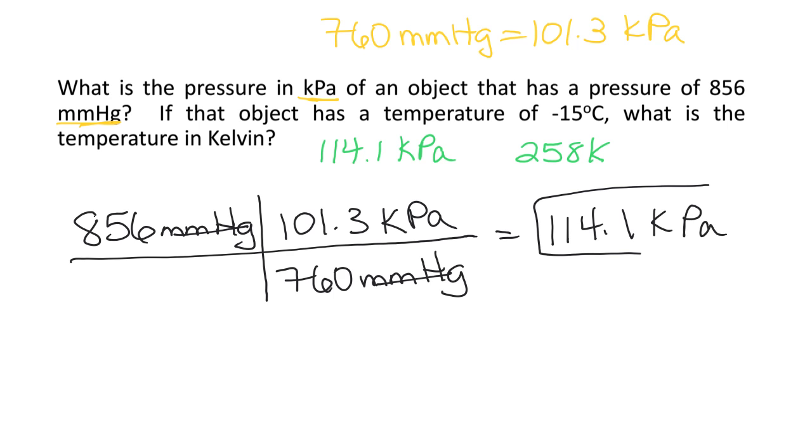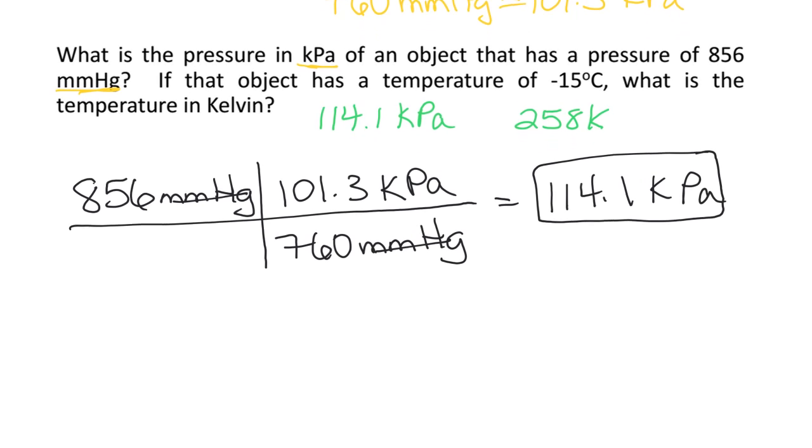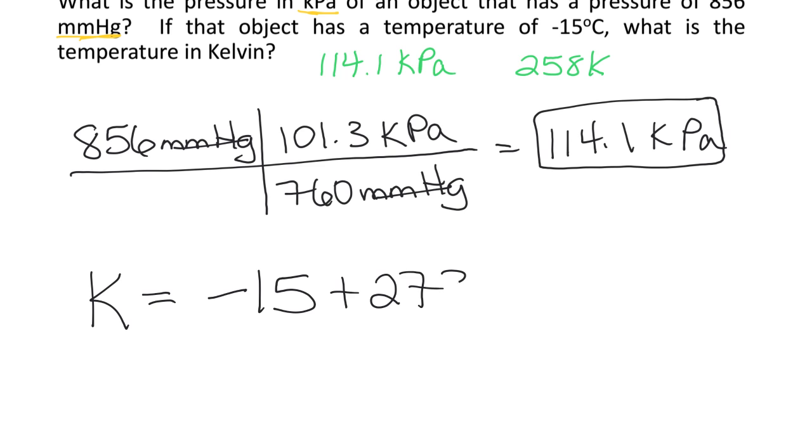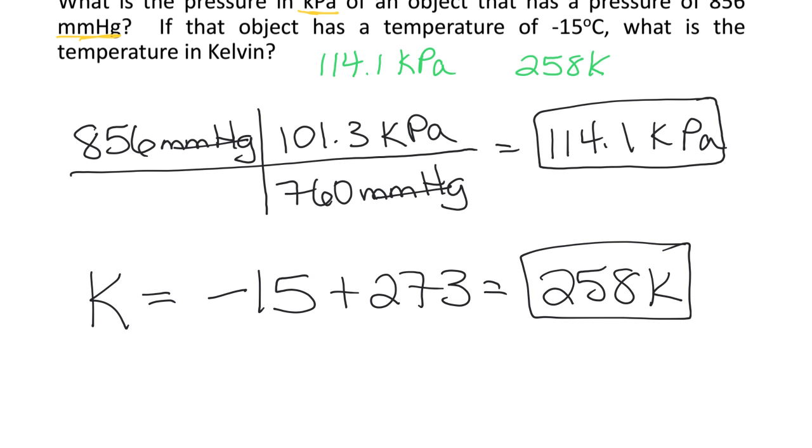Okay, now let's do the temperature. Move this up a little bit, so give me some room. Okay, so I've got Celsius and I want to do Kelvin. So if you remember from the equation, Kelvin is you take the degrees Celsius and then you add 273. So we're going to take minus 15 plus 273. And when I do that, I get 258 Kelvin. Okay, so those are the two answers.